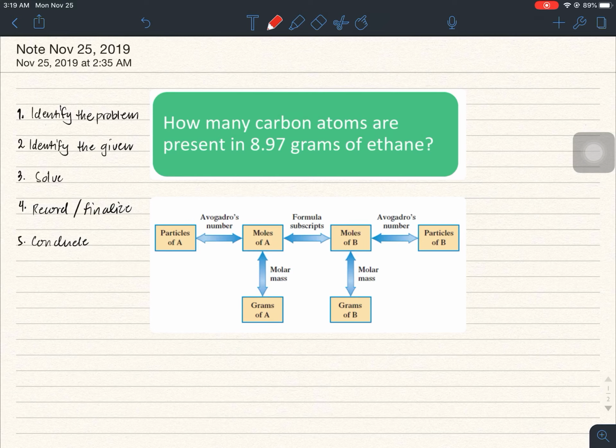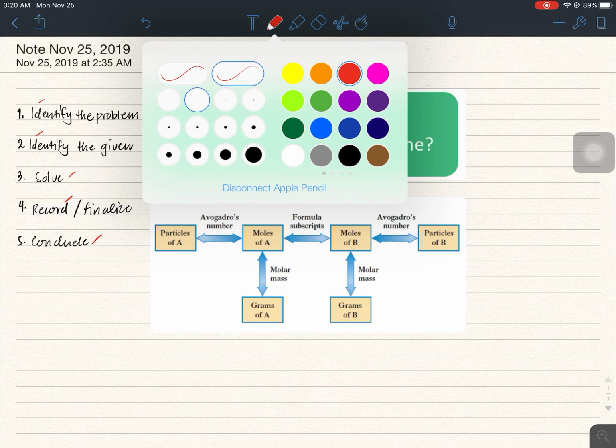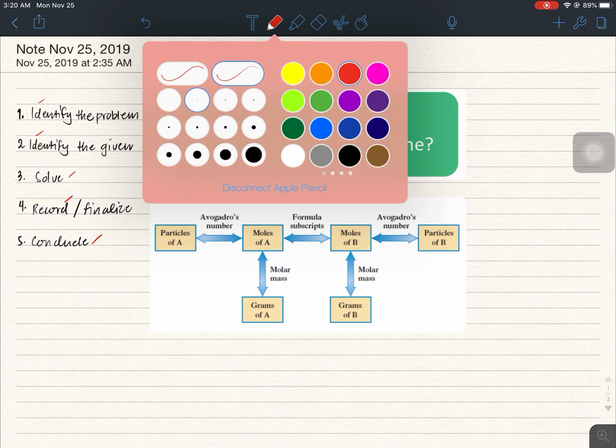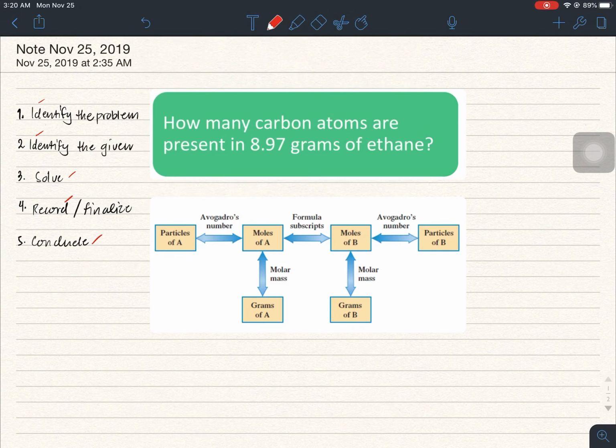First is identify the problem, when we want to identify what we want to do or what the problem demands of us. Next, we need to identify what information is given to us. And with all of that information recorded, we can then solve, record, and finally conclude the problem. With all that said and done, let's start with our analysis or conversion.